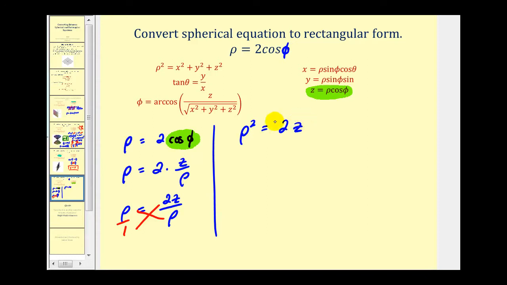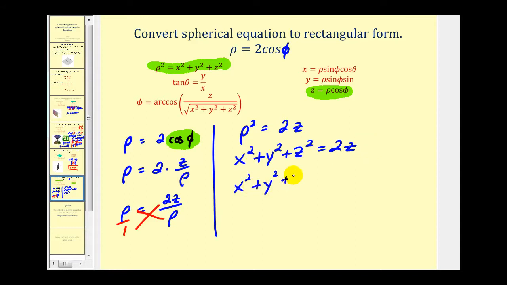Now the reason that's helpful is we have an equation that relates rho squared to x, y, and z. So using this equation here, we can rewrite this as x squared plus y squared plus z squared equals 2z. Let's go and set this equal to 0. And now we have a rectangular equation for the spherical equation rho equals 2 cosine phi. Now there's one more thing we could do. We could complete the square on the z part. Let's go ahead and do that.